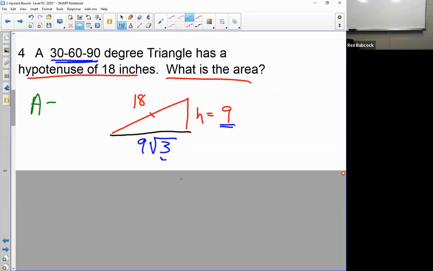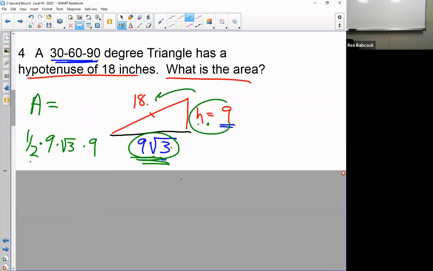Well, I need to answer the question. So area equals 1/2 base times height. Here's my base. It's always whatever the height is times the square root of 3. And the height is always half the hypotenuse. And you say, well, why is that true? No one asked why, but it's Pythagorean theorem. If I square this and square this, the sum will be 18, the square root of 18.